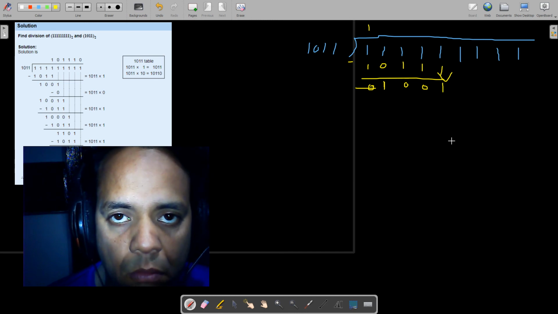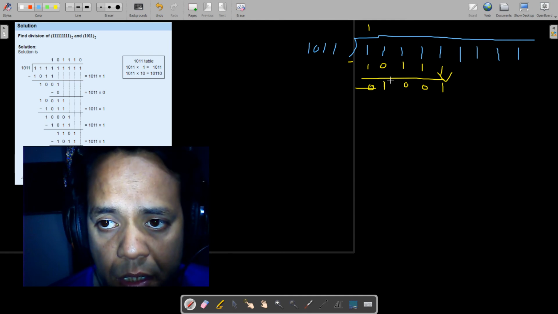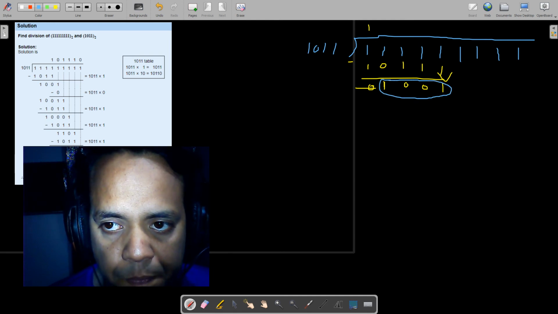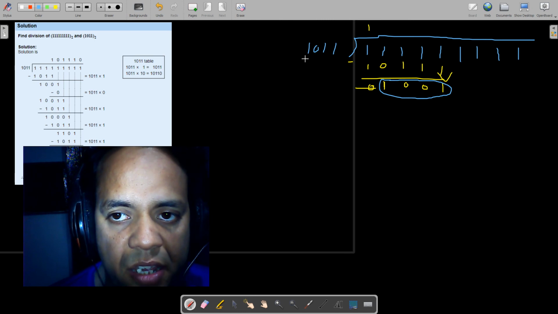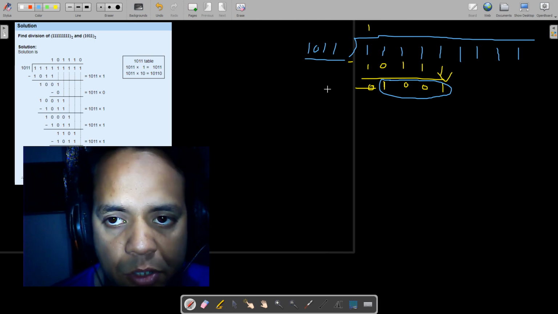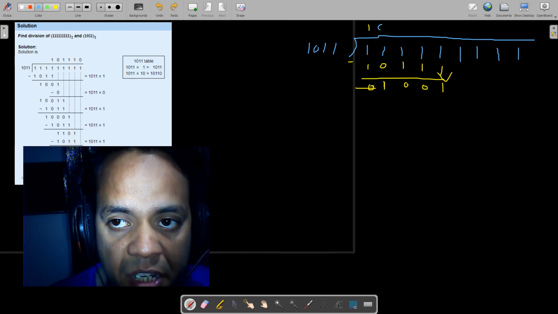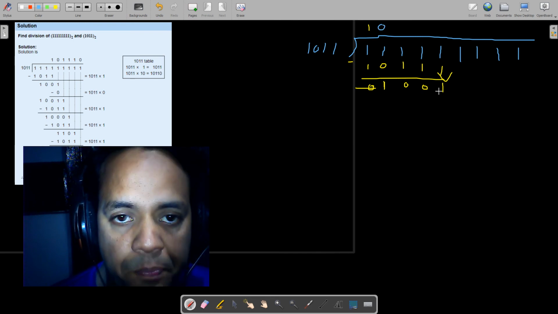Okay. Now look at the value. The value is 1001. 1001 is not bigger than or equal to 1011. So division will not go. Division will not go means we will put 0 here. Okay. Let's put 0 here.